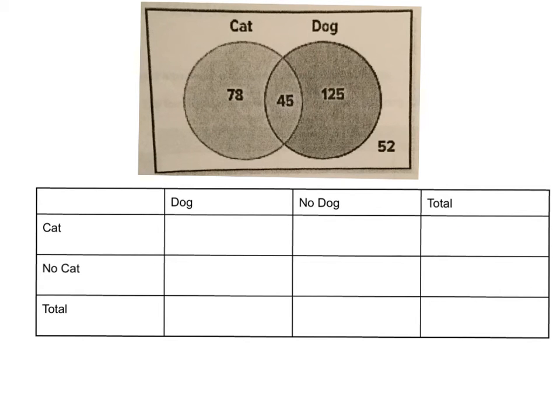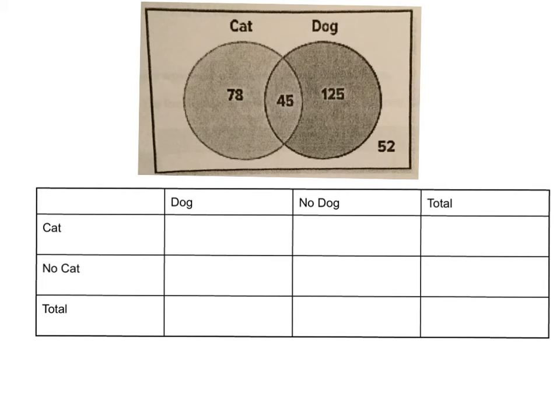Alright, here is a new example. A pet store conducted a survey on the types of pets owned by the store's customers. So we're going to construct a two-way frequency table made from this Venn diagram. So we have to interpret the Venn diagram and use those numbers to fill in the two-way table. So let's see.